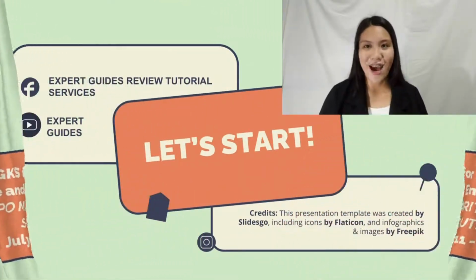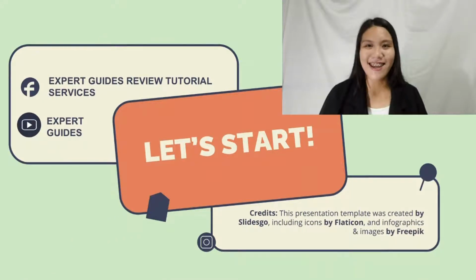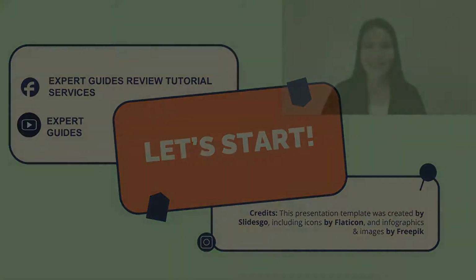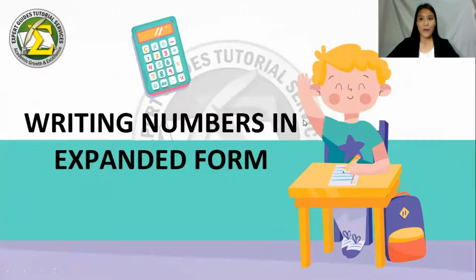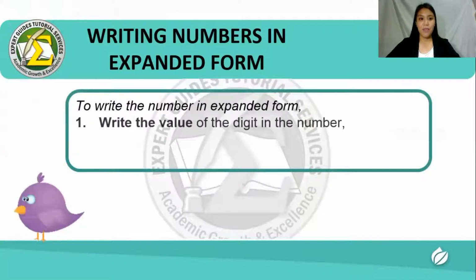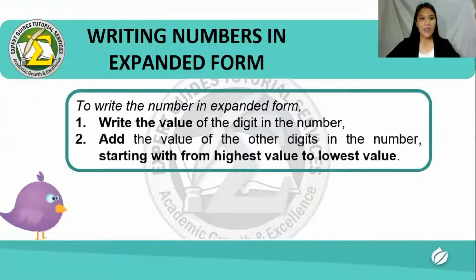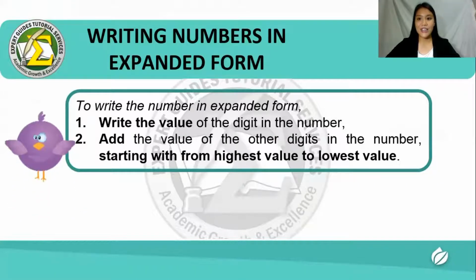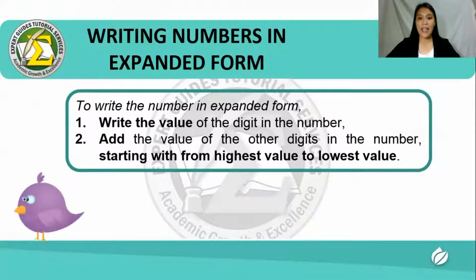I guess now we're all set. Let's start our discussion. Now that we know how to read numbers and name its place value, let's try writing numbers in expanded form. To write a number in expanded form, we write the value of the digit in the number and add the value of the other digits in the number, starting from the highest value to the lowest value.